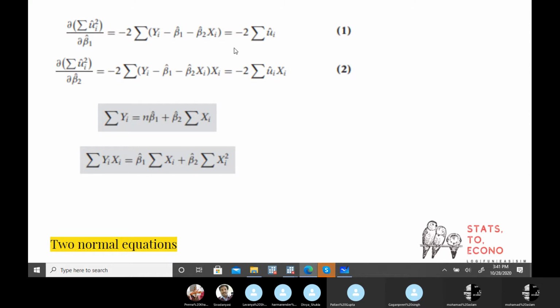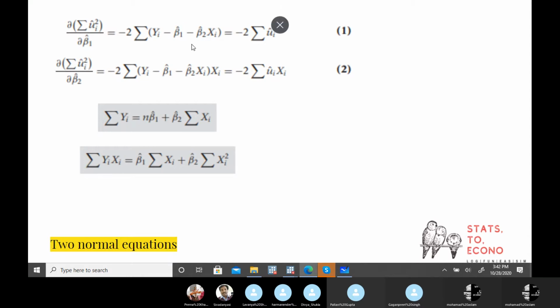If you open the brackets, you can see this is in the form of u hat, the actual value minus the estimated value, is equal to u hat. You can also use this notation. These we generally call the two normal equations, and if you solve them with the simultaneous equation method, you can get the values of beta 1 hat and beta 2 hat.